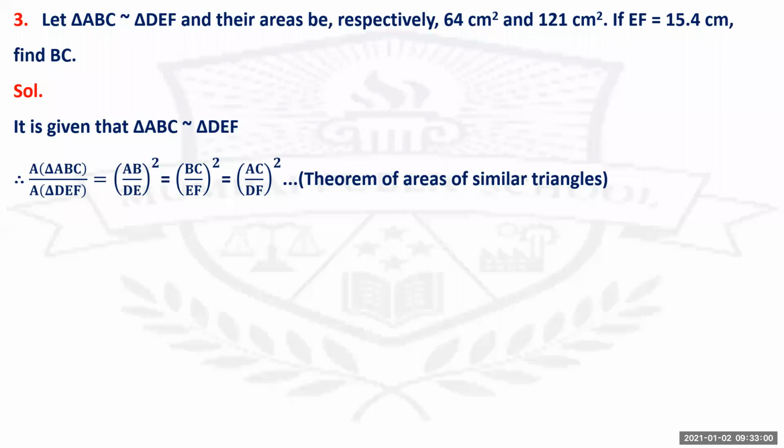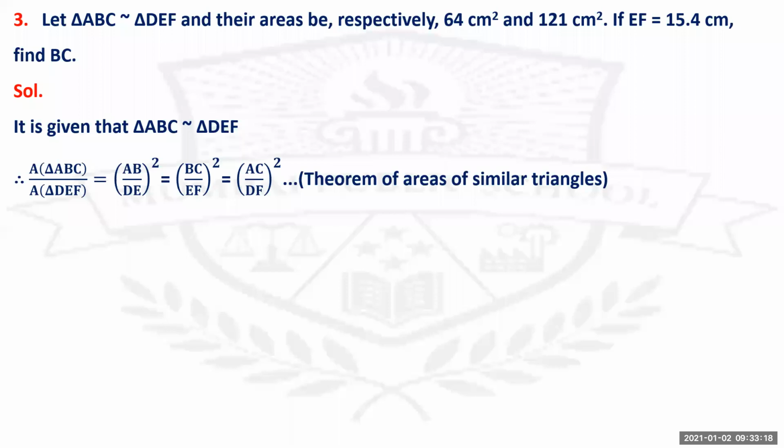Okay, the areas of the similar triangles are in the ratio of the squares of their sides. Understand me? Ratios. So just remember this. So what you will get: AB upon DE the whole square equals BC upon EF the whole square equals AC upon DF the whole square.